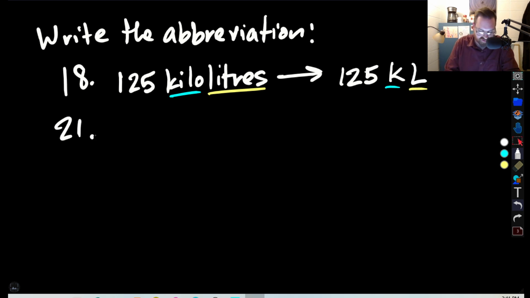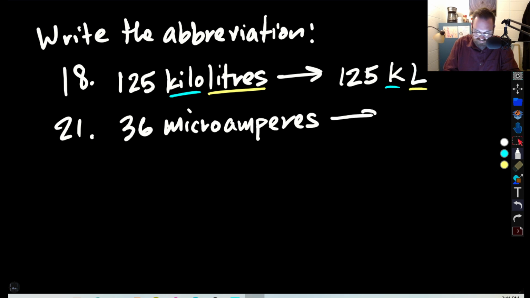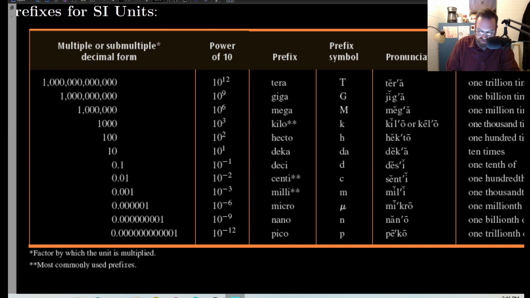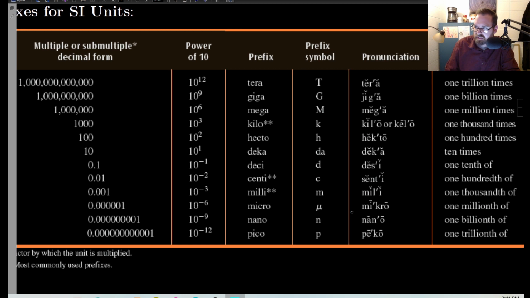21. So here's another one. If I have 36 microamperes, okay. Micro is one of those special ones. If you look right here on the table, sorry, I know it's kind of backwards, the coloring, but it's actually a Greek letter. I don't know if you can see it, this Greek letter right here.